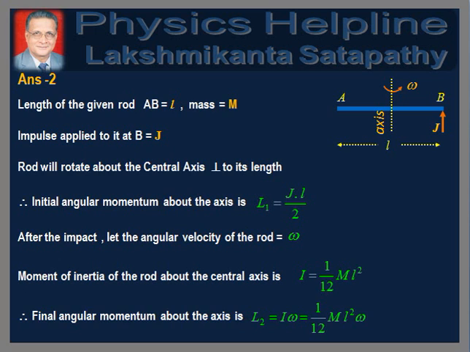The rod is free to rotate on the surface. Therefore, it will rotate about the central axis perpendicular to its length. Therefore, initial angular momentum of the system about the axis is L1 is equal to JL by 2. After the impact, let the angular velocity of the rod be omega. Moment of inertia of the rod about the central axis is equal to 1 by 12 into ml square. Therefore, final angular momentum about the axis is L2 is equal to I omega, which is equal to 1 by 12 into ml square omega.